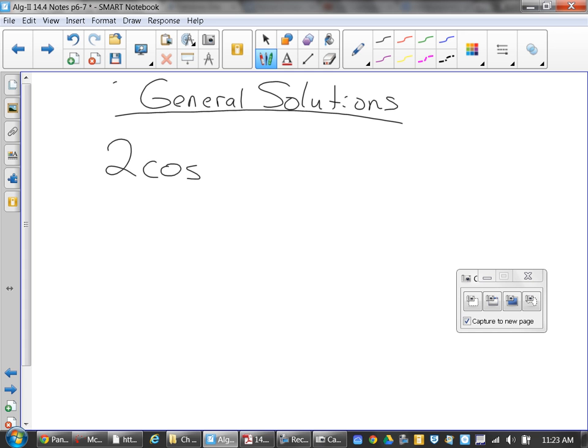2 cosine of x plus 4 equals 5. If I want to do the general solution of 2 times the cosine of x plus 4 equals 5, we do the exact same thing as we did Wednesday and earlier today. So what do I do first? Subtract 4, then divide by 2, so we're left with the cosine value.